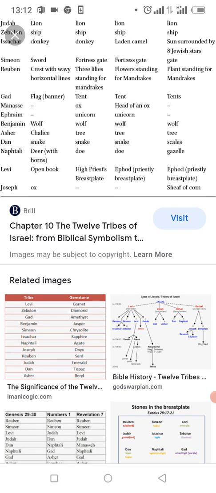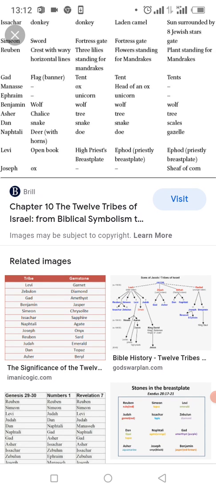Levi, an open book, which has 2 different sides. Levi, which is the people of the book, and the priests. And then it was the breastplate, the ephod, which is the princely breastplate. Okay, that is what it is now represented as. Then Joseph was the ox, and later on a sheaf of corn.